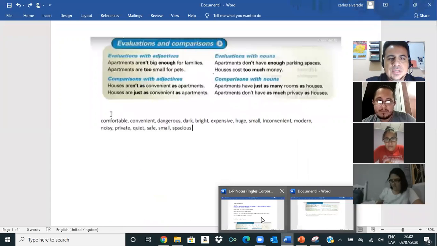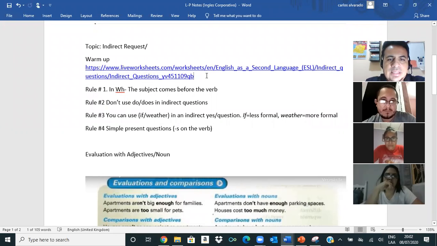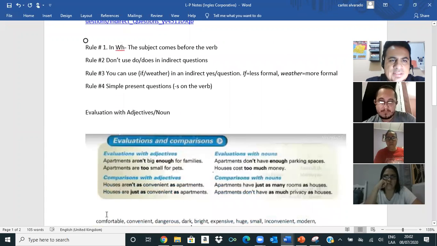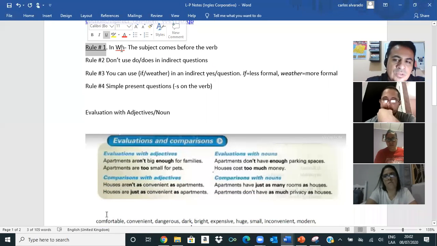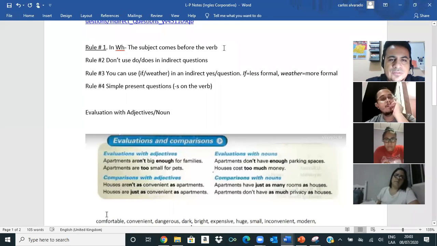Before you continue, veamos las reglas for this section, okay? Because I think it's important for you to understand. Now, estas reglas también están en el video, okay? Aquí simplemente la estoy sacando del video, okay? So, rule number one, it says, in WH questions, recuerden que estamos tomando WH questions y convirtiéndolas en indirect requests, okay? So, for WH questions, the subject comes before the verb. Do you remember? Yes. The subject comes before the verb.